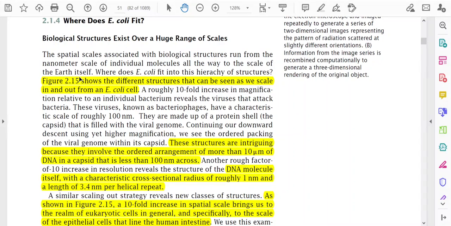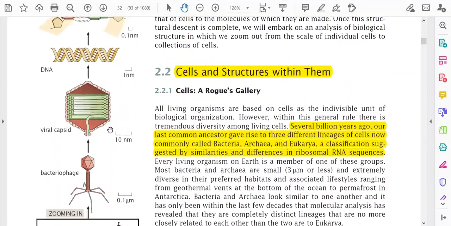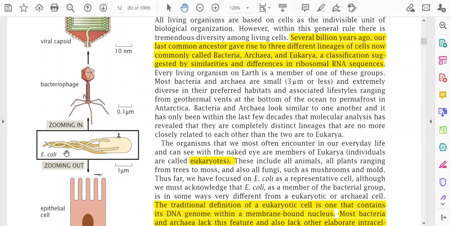Now how do we define such scales? For that purpose, we take E. coli as a standard structure. Let us look at the figure. Here this is the E. coli, this is our standard, and we will zoom in and zoom out from the E. coli. For example, the size of E. coli is approximately 1 micrometer.